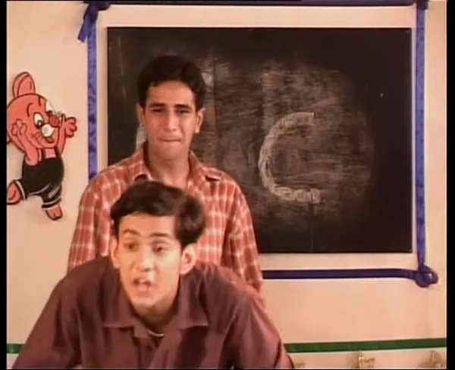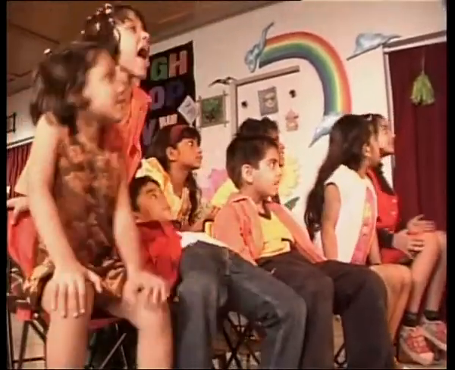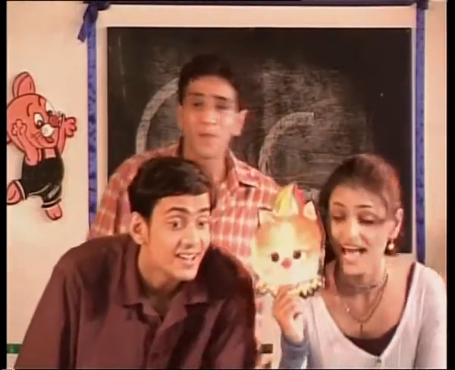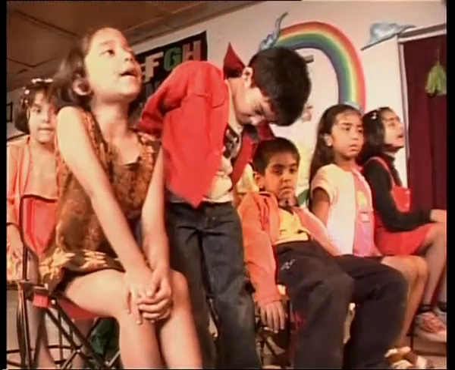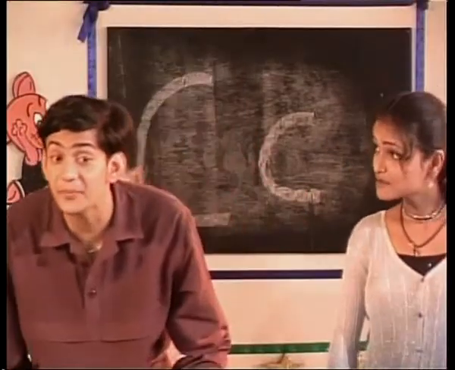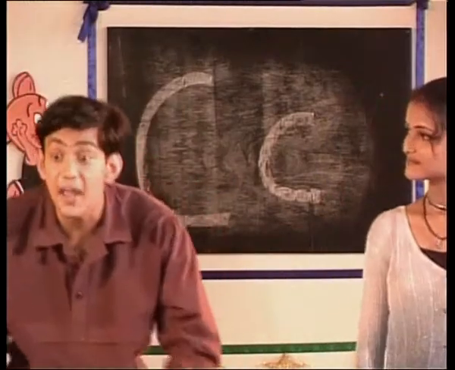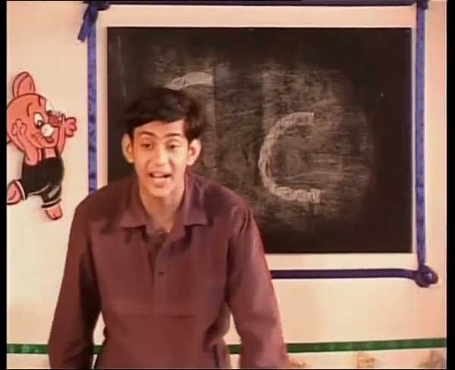Do you kids know what C stands for? Cat. Very good! Correct. C stands for cat. And this is the cat. What does the cat say? Meow, meow. Correct. Do you know what comes after C? D. Correct. D comes after C. And I am going to show you kids how to write D.